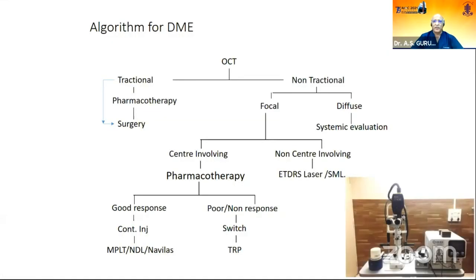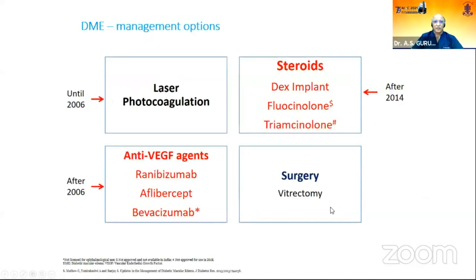Coming to the non-tractional, we have focal, diffuse, center involving, and non-center involving. For the non-center involving, we have the ETDRS laser or the subthreshold micropulse laser, with which I have some experience and have used in selected cases. But as time is passing by, we are using less and less laser. Most importantly, we are using pharmacotherapy, and I'll just come to that. So laser is something that we use very rarely.